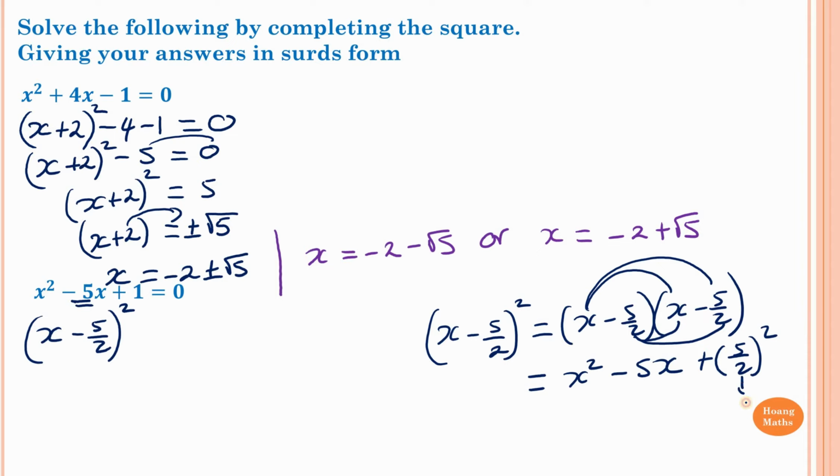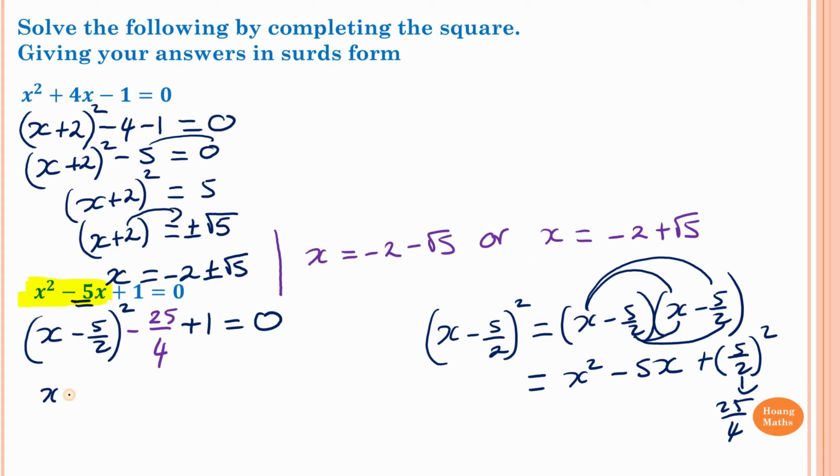So this is exactly the same as 25 over 4, which is the 5 over 2 all squared. So if you think about it, every time you expand this perfect square out, it always gives you up to here, with the 5 over 2 squared extra. So therefore I need to minus that out. So minus (5 over 2) all squared, which is 25 over 4. So I just write this out, 25 over 4, and then this plus 1, I just write this down, add 1, which is equal to 0.